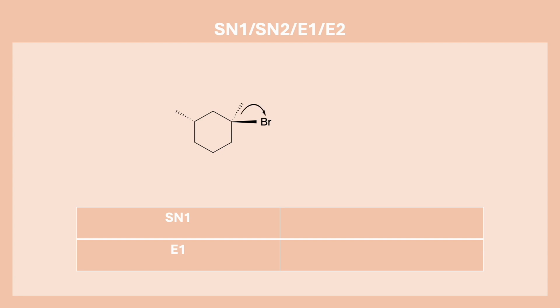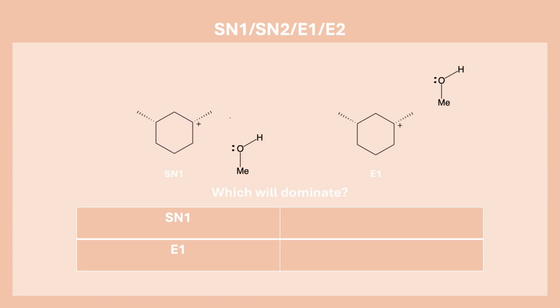The first step in both reactions is carbocation formation. For SN1, the methanol would then attack the carbocation. After this step, the bromine in the solution would be able to deprotonate the methanol, leaving a neutral species. For the E1 mechanism, after the carbocation is formed, a neighboring carbon would need to be deprotonated to form a double bond.